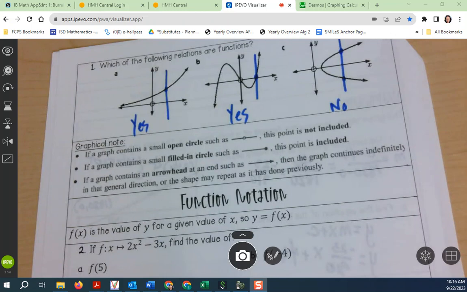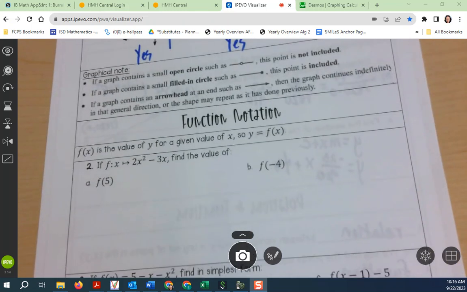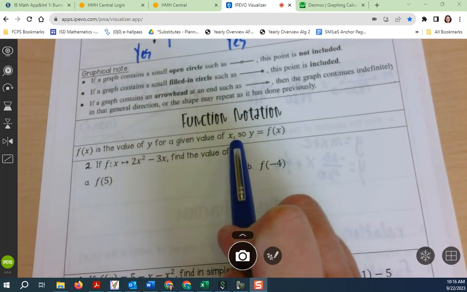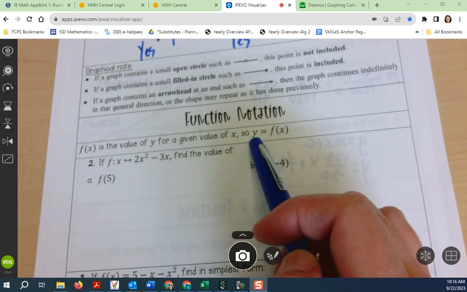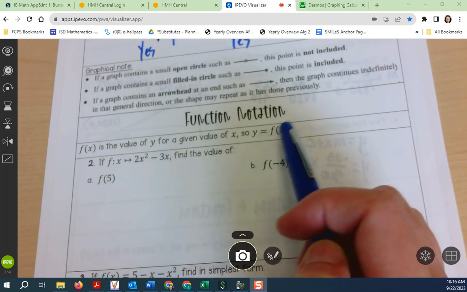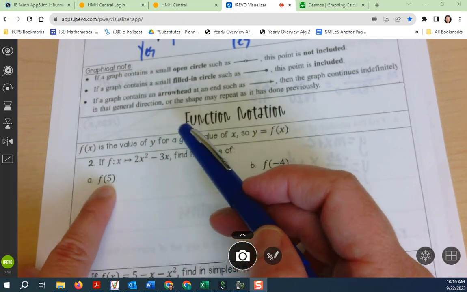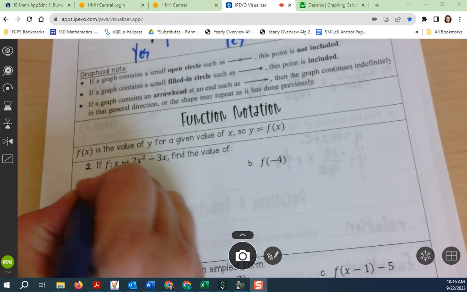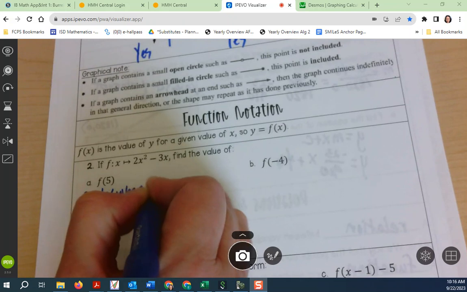So we're just going to remind you a few things about function notation next. Remember that f of x is a value of y for a given value of x. So f of x is essentially a y value, but by putting it as f of x, you can tell me it's the y for a certain x. So this means find the y when your x is 5. Okay? I'm going to write that down. Find y when x is 5.